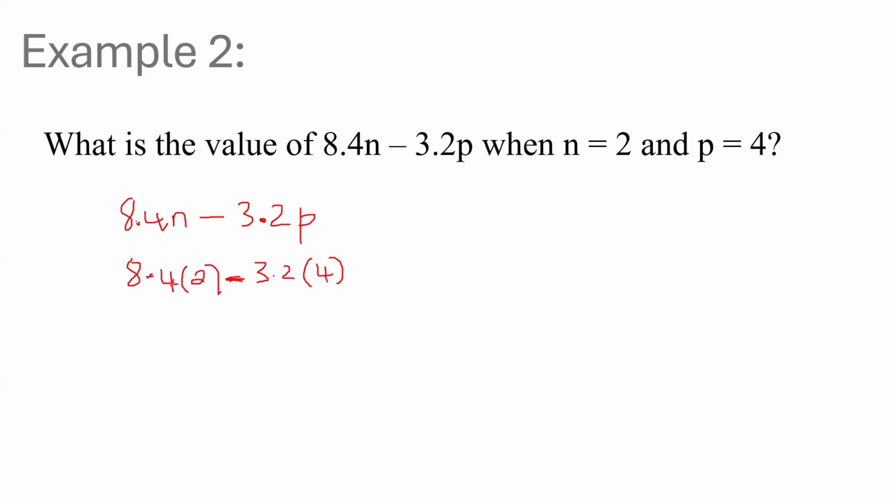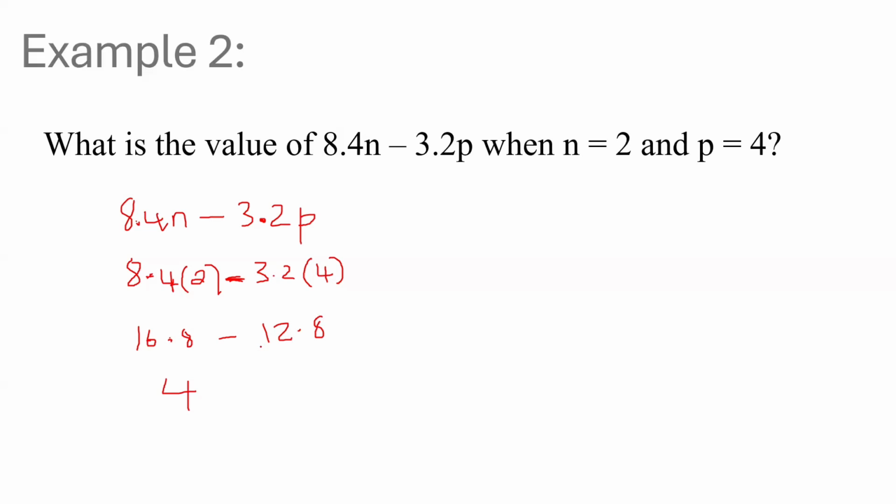So 8.4 times 2 is going to be 16.8 minus 3.2 times 4 is going to be 12.8. Now we can go ahead and subtract 16.8 minus 12.8. That is going to be 4. So the value of this expression is 4.